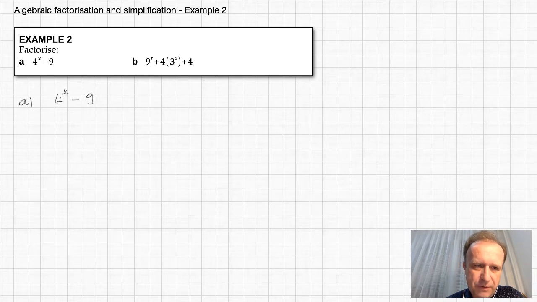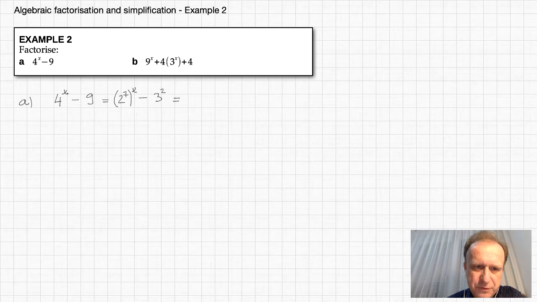And number 4 to the x, well, it is also a square, but to see it we have to express number 4 using number 2. So first let me replace 4 by 2 to the power of 2. This is then raised to the power of x minus, and as I said, number 9 is 3 squared, like this. Now let's do another step.